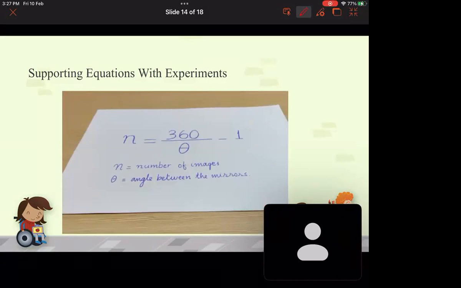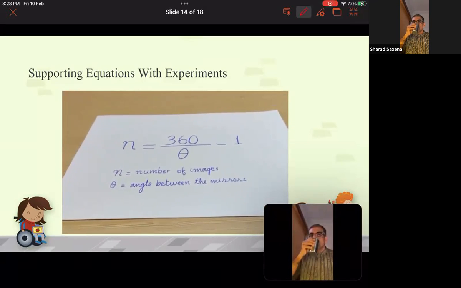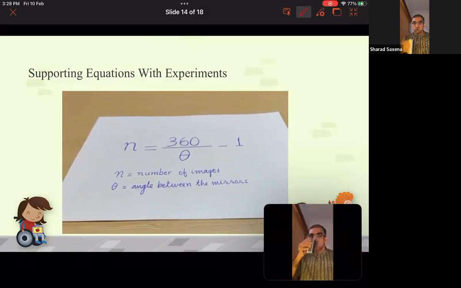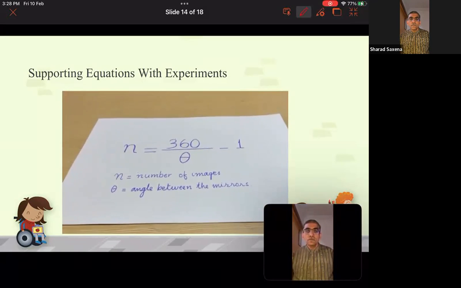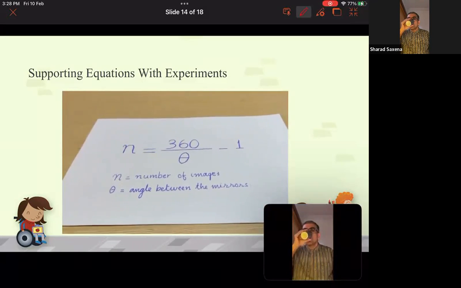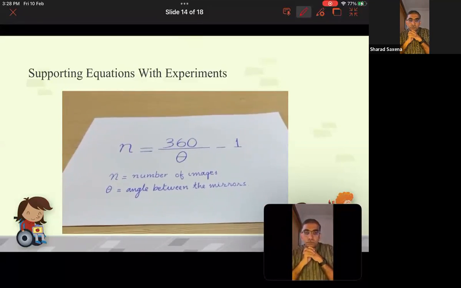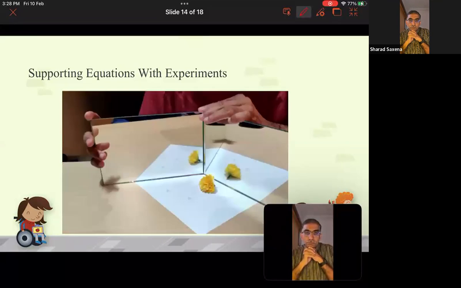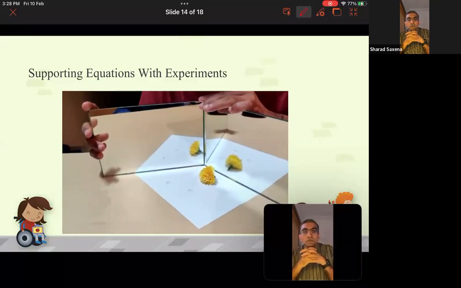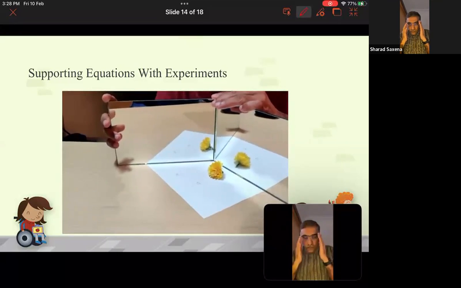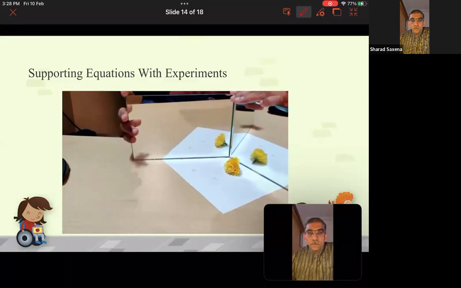Now let me give you one example. Here is a formula for the number of images formed when two mirrors are kept at an angle. N represents the number of images and theta the angle between the two mirrors. If you tell students about this formula just as it is represented on paper, they will not understand much about it. But now let me show you by actual demonstration. Here, two mirrors are kept at an angle of 120 degrees and the number of images seen is 2, which conforms to our formula, where 360 by 120 is 3, minus 1, 2.